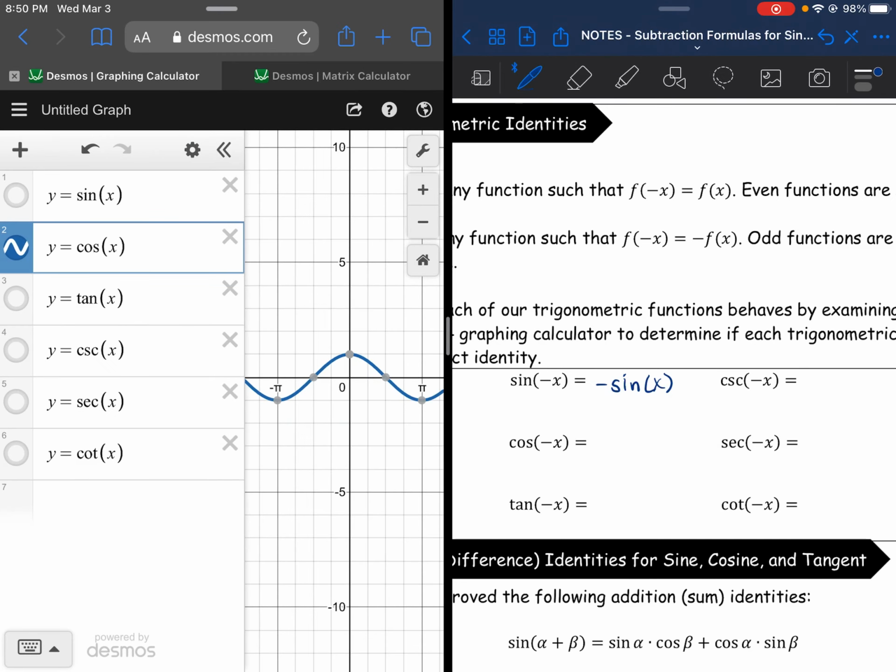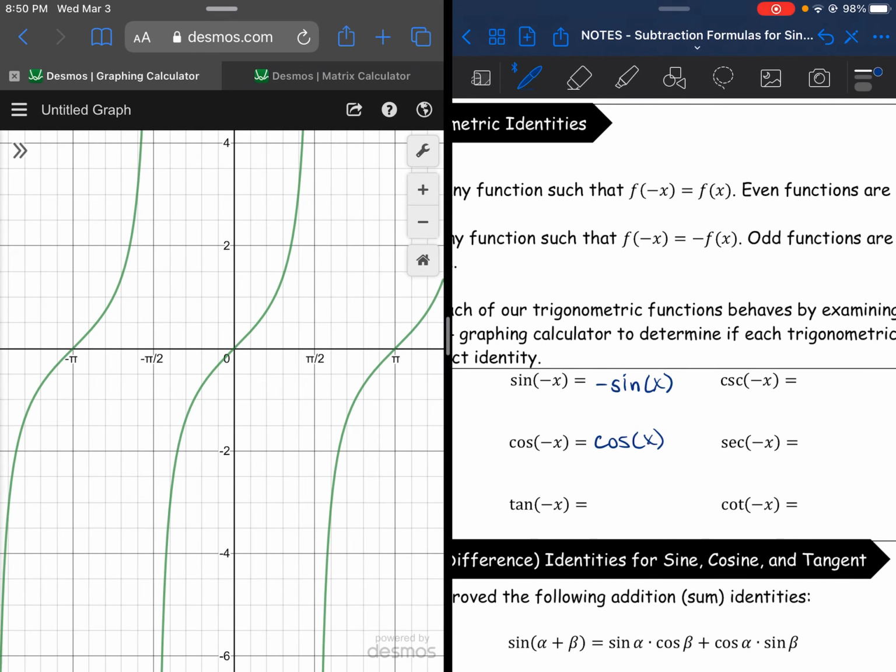And what that's going to tell us is that, notice that for even functions, if I plug in a negative input, I get the same thing as if I would have plugged in a positive input. So what that's telling us is that the cosine of negative x is equal to the cosine of positive x.